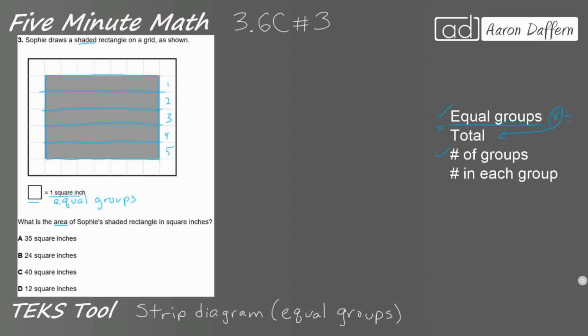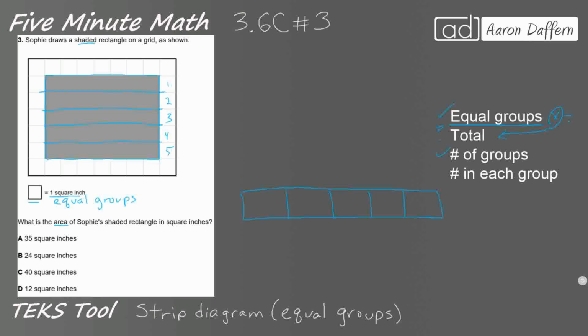And so what I'm going to do is draw a strip diagram, and each of those rows is going to be a group. So let's make 1, 2, 3. You only need 4 lines to make fifths. Let's pretend those are all the exact same size.